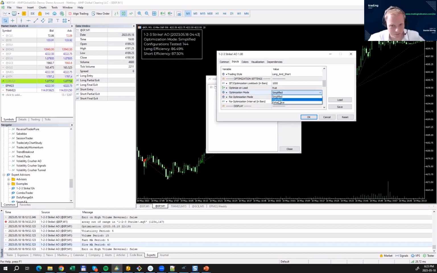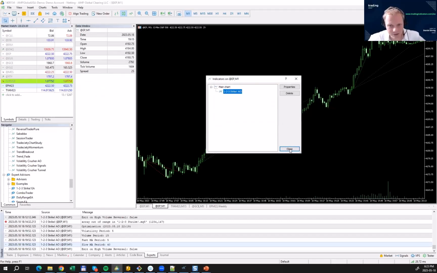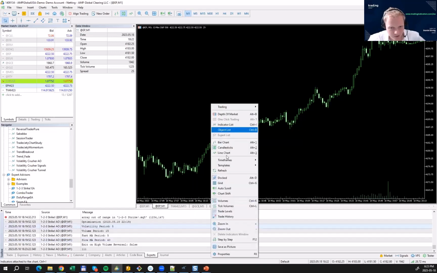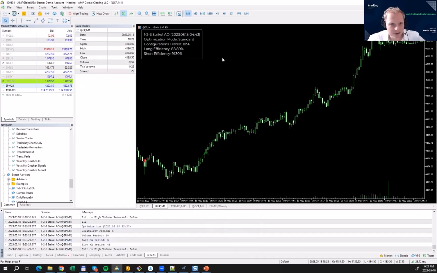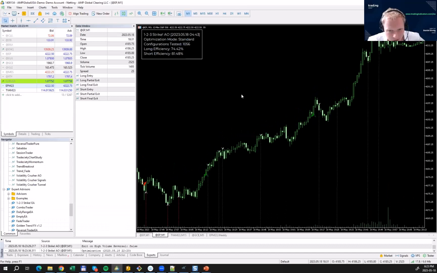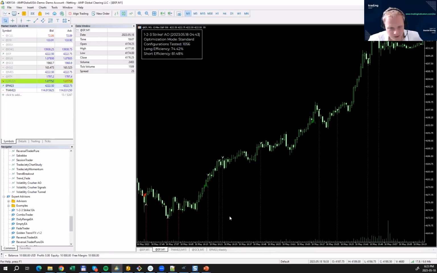Okay, let's apply standard. I'm going to click OK. All right, and as soon as this reloads, you can see that this may take a little while. And once I refresh this, give me a second, we can now see that, wow, a total of 1,056 combinations have been tested, as you can see here. Sometimes I need to refresh because MT5 is still loading some data in the background.